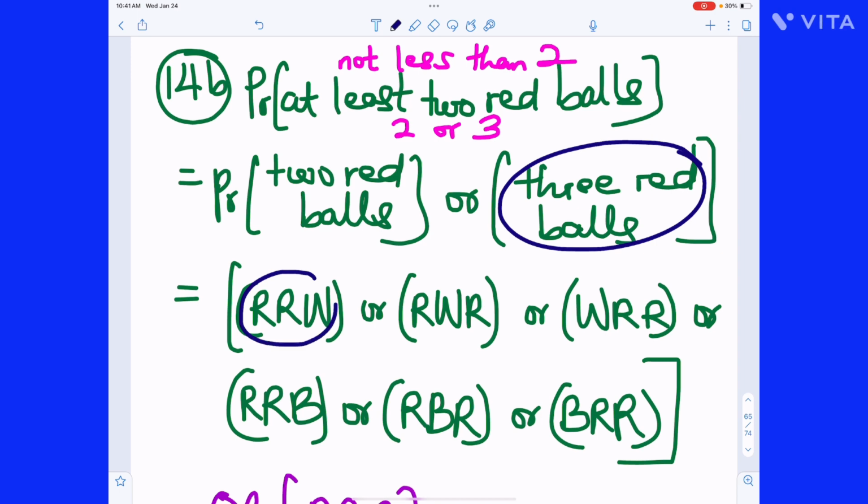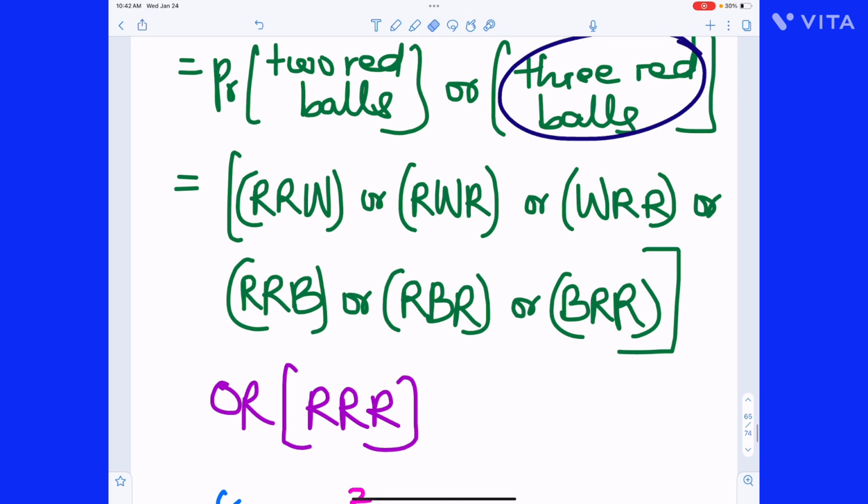Either you pick red and pick white last, or you pick red first, white next, and red last. Or you pick white first and pick red the next 2 times. Or the first time it's a red, second time it's a red, third time it's a black. Or first time it's a red, second time you pick a black, third time you pick a red. Or pick black first, then red and red. So each of these you compute separately. Let's go.